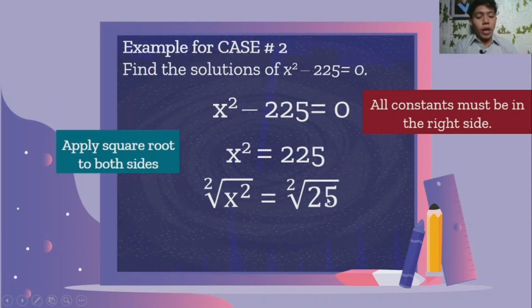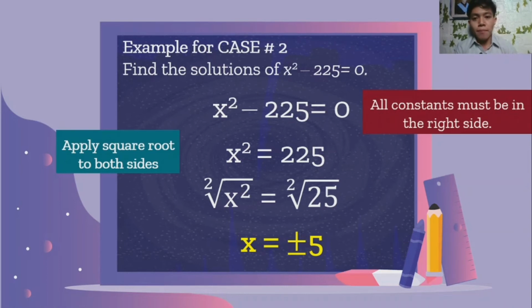Now, square root of 225, what is it? That is positive, negative 15, no? So, the answer here is x is equal to positive, negative 15. Yung positive, negative 15, yan yung tinatawag na solutions.